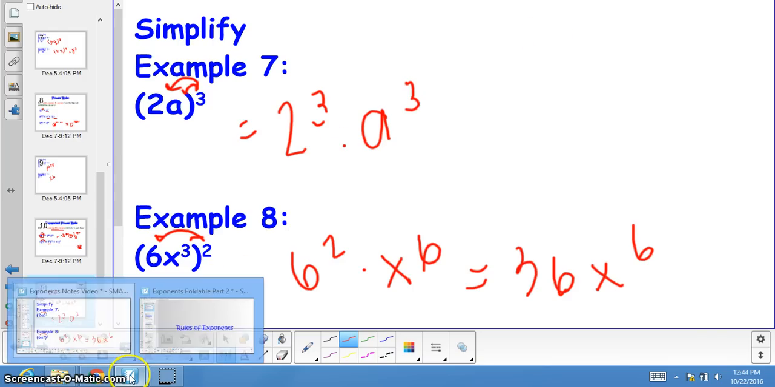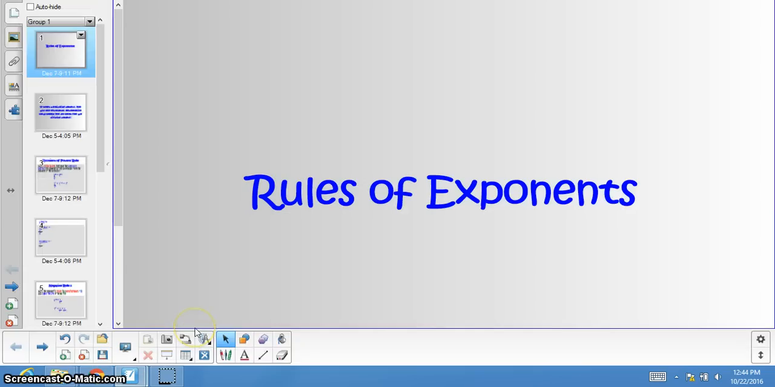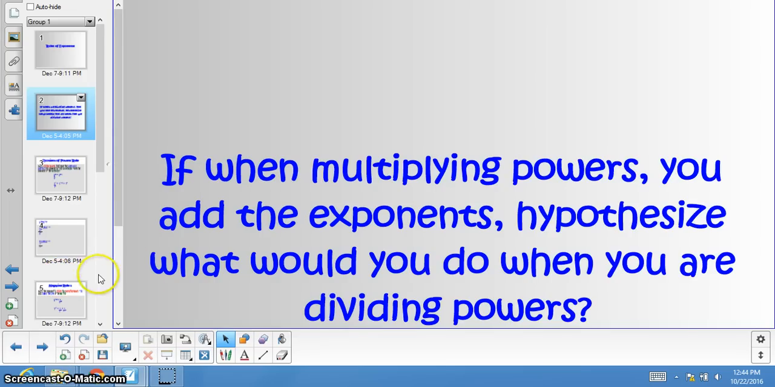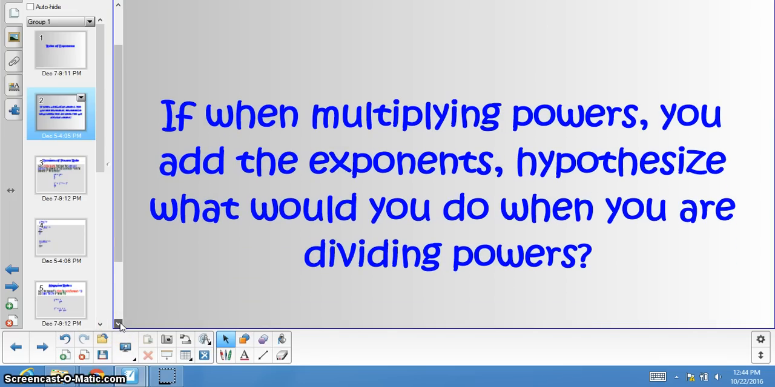Let's take a look at another set of rules, continuing on. And all of these can fit in your foldable. And again, if you need a foldable example, please see your teacher. So, continuing on. Think about this question here. If when multiplying powers you add the exponents, hypothesize what you would do when dividing exponents. Take a moment, think about that.